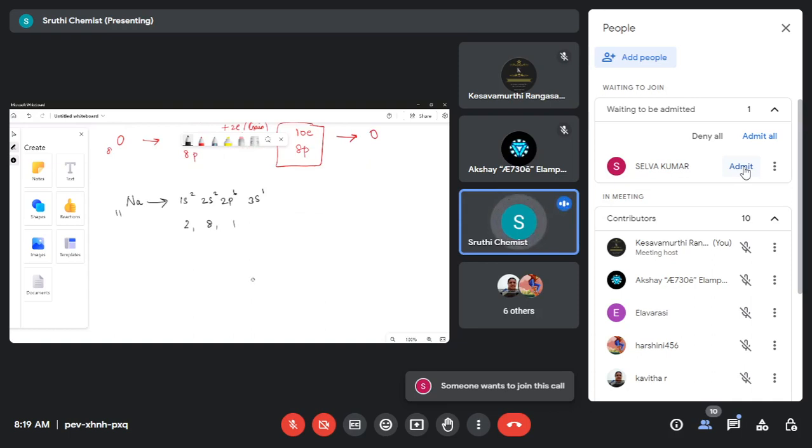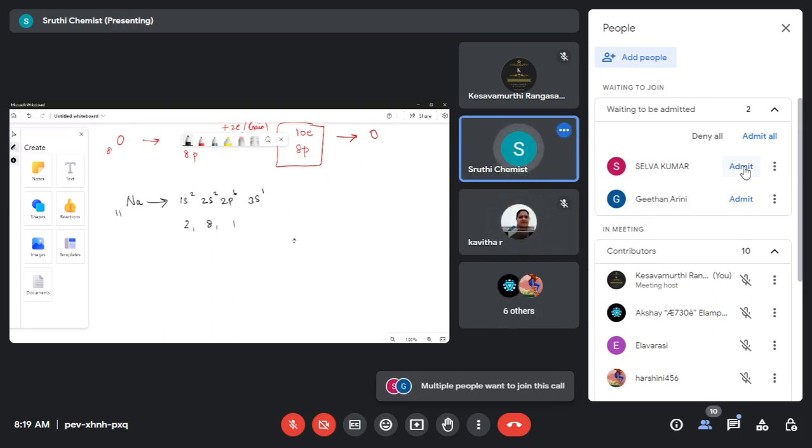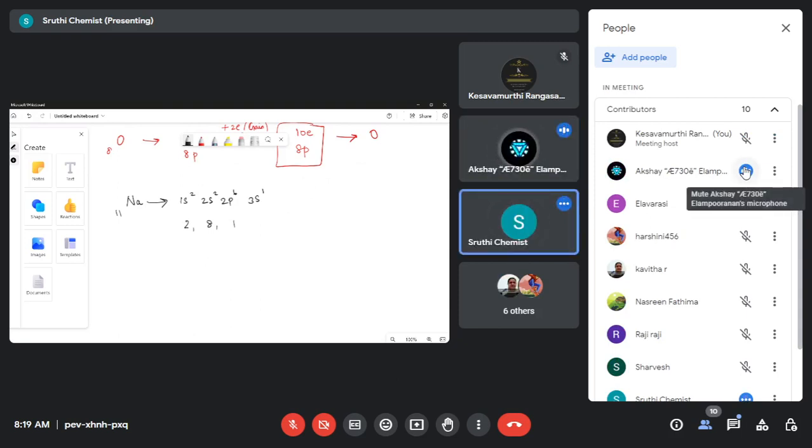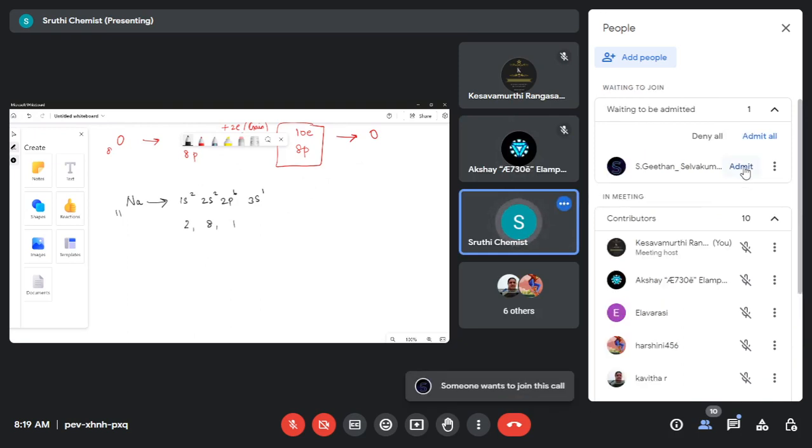So 2, 8, 1. According to the octet idea, if an atom has 8 electrons in the valence shell, or the nearest noble gas configuration, it is more stable. What is a noble gas, students? Non-reactive gases, ma'am. Very stable. Exactly right. In the periodic table, group 18 are called noble gases, or even inert gases.